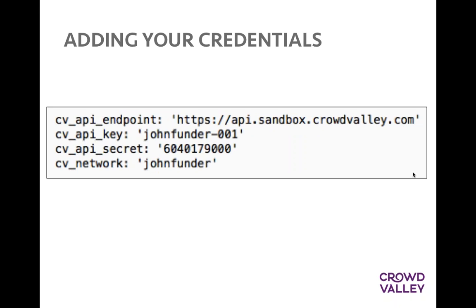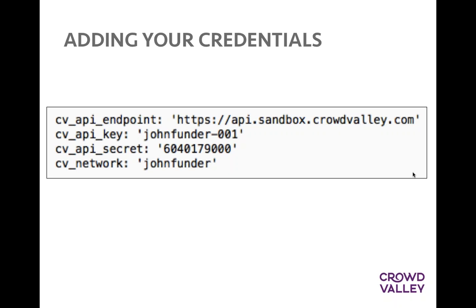So the only ones that you need to change are the ones at the bottom, which are these four. And in fact, the first one, CV API endpoint, is already written in for you, which is api.sandbox.crowdvalley.com. And you don't need to change that then. So that's the link for accessing the Sandbox API, the development testing version of the API. And the other three are where you do need to enter your information.